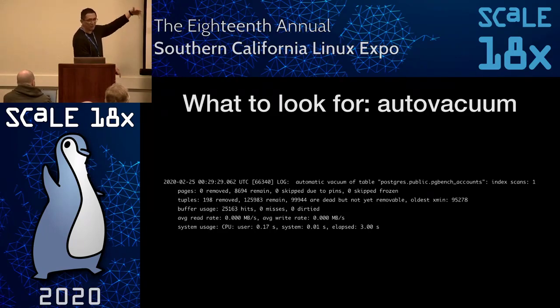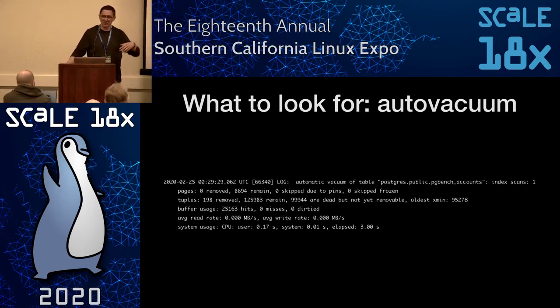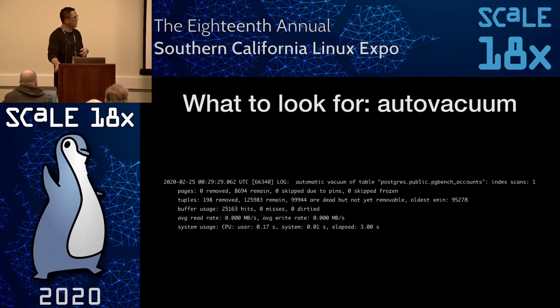If this keeps happening and that number keeps increasing or doesn't change, and you're wondering why your table is bloated, it's probably because there's an idle transaction somewhere, right? Then you go look in pg_stat_activity, look for idle in transaction, and sure enough, something's probably been open for like a month or two, and you just have to close it.